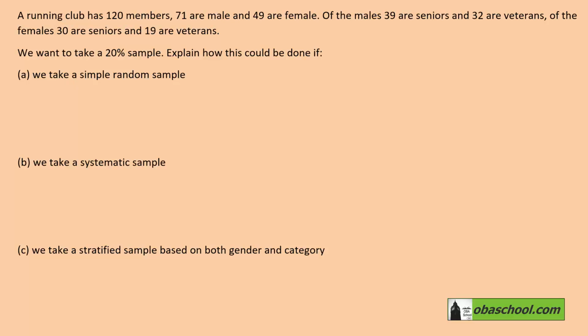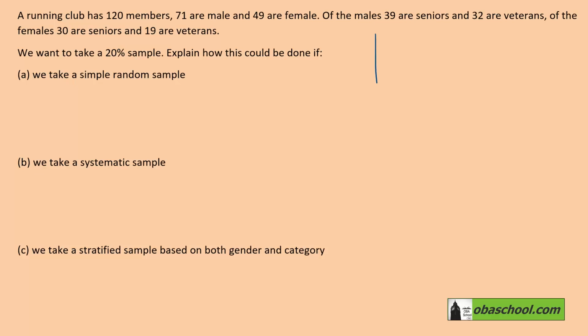A running club has 120 members, 71 are male and 49 are female. Of the males, 39 are seniors and 32 are veterans. Of the females, 30 are seniors and 19 are veterans. We want to take a 20% sample. Explain how this could be done if we want to take the following types of sample.